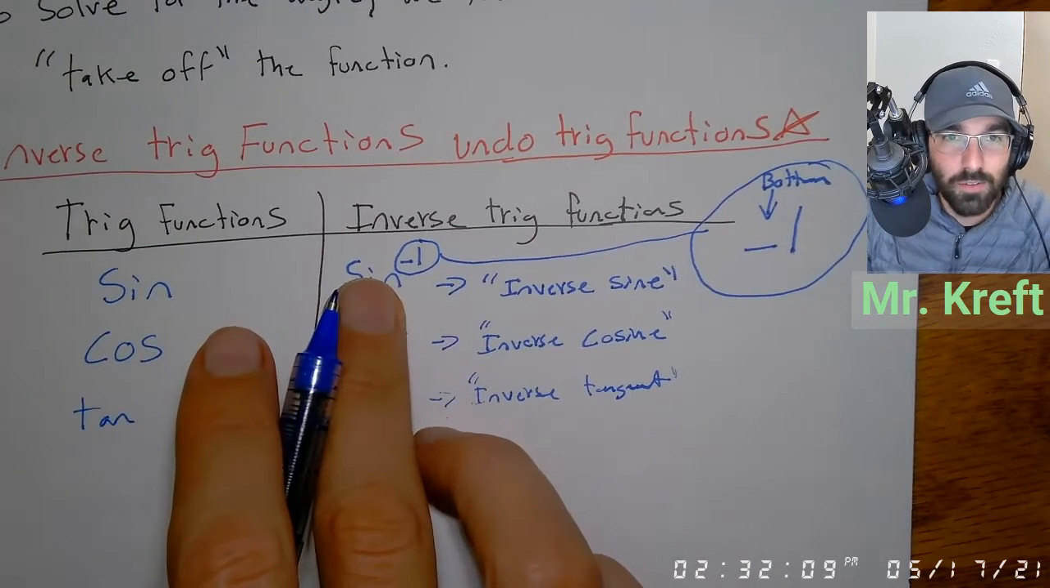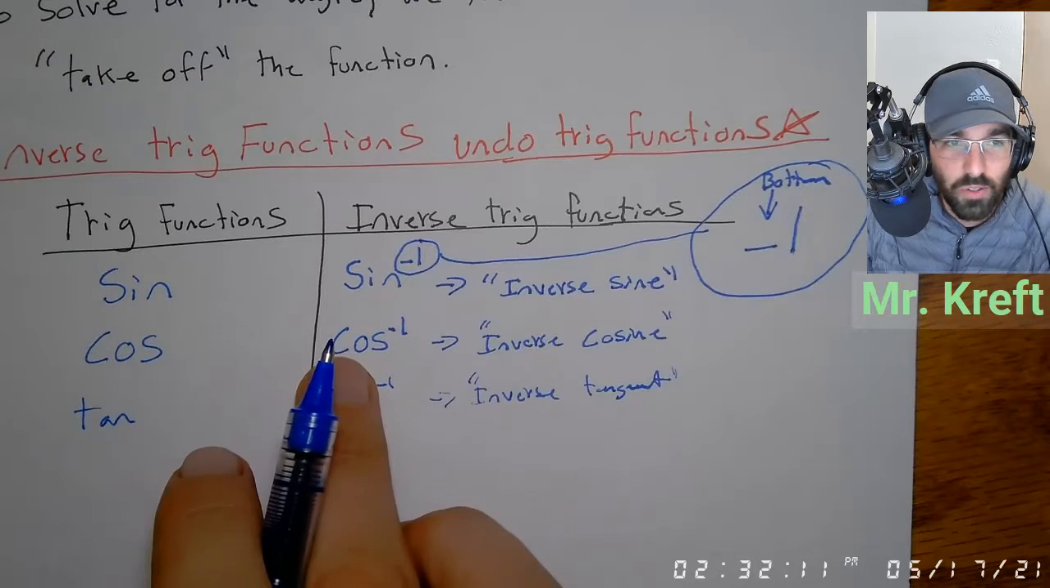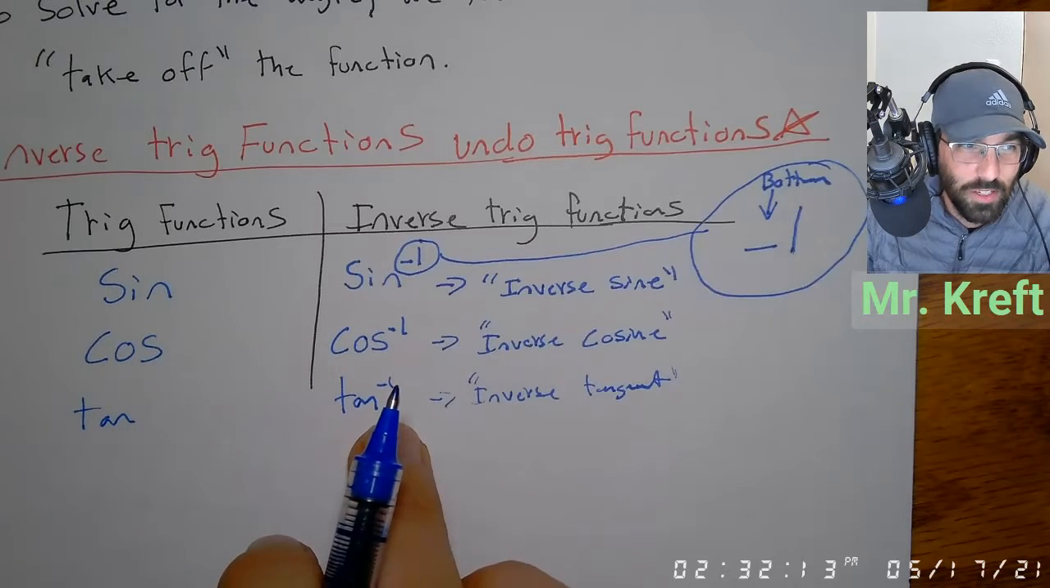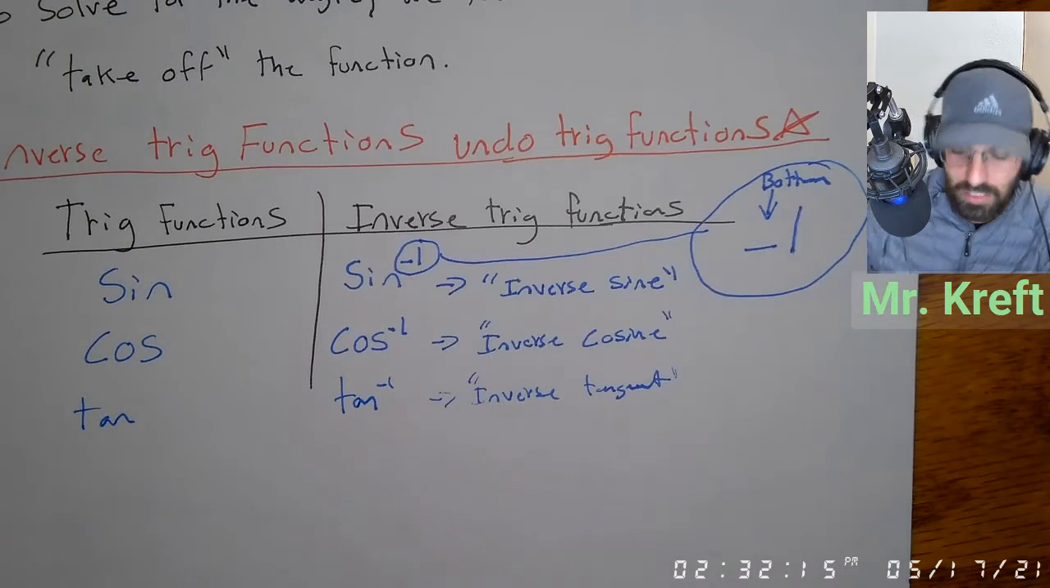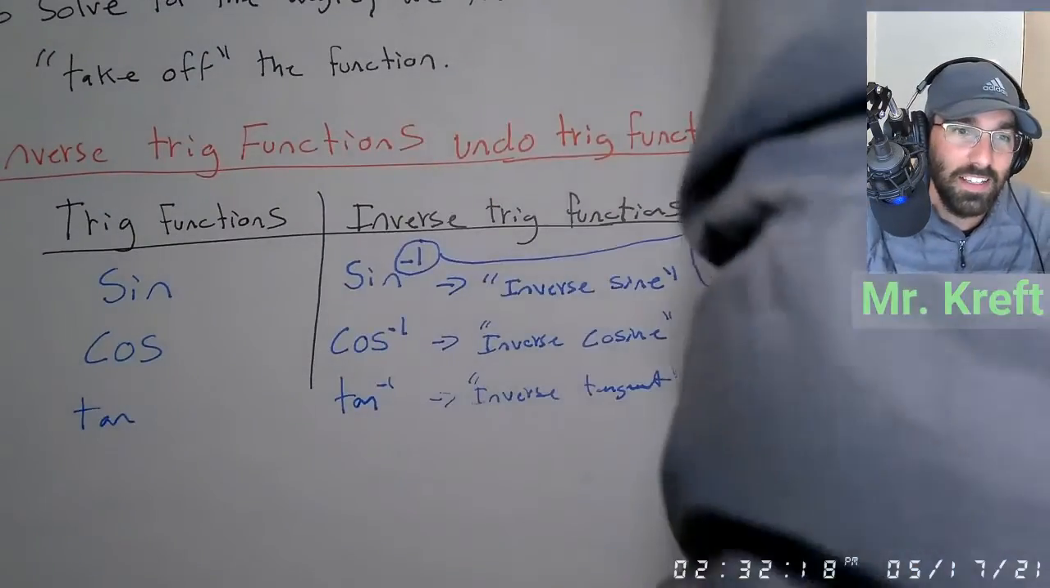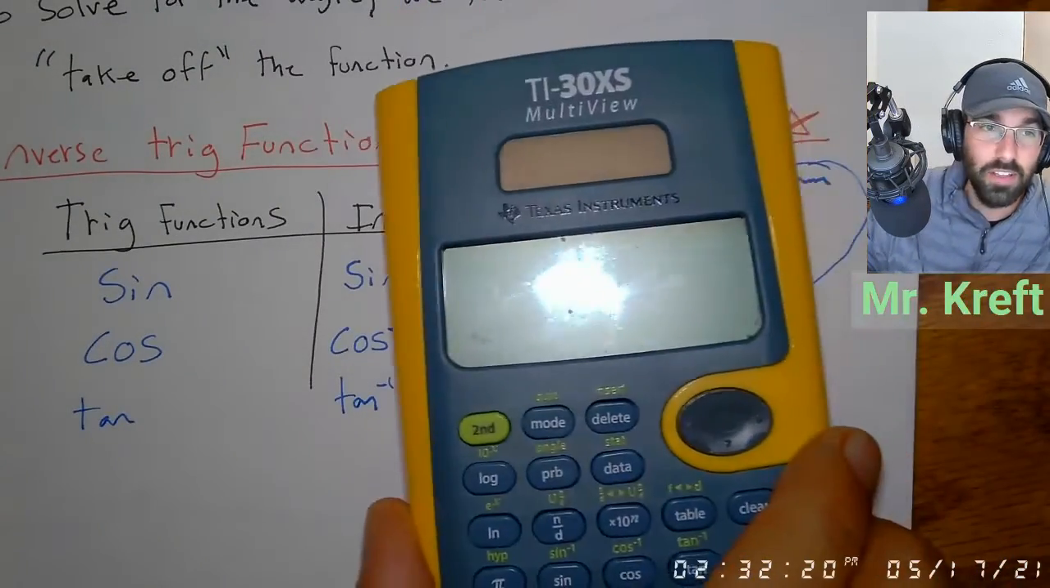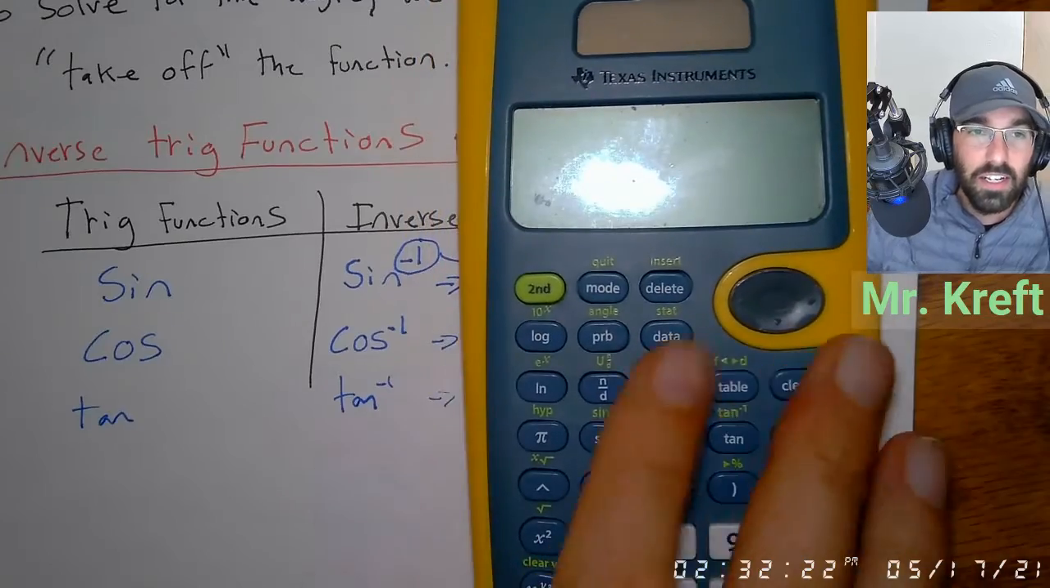Okay, so you got sine inverse. You got cosine inverse. You got tangent inverse. Boom. Those are the inverses. Now, where do you find these on the calculator? Well, there's two different things that we're going to look for on a calculator.